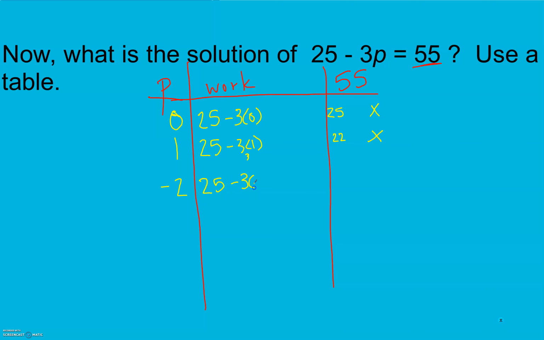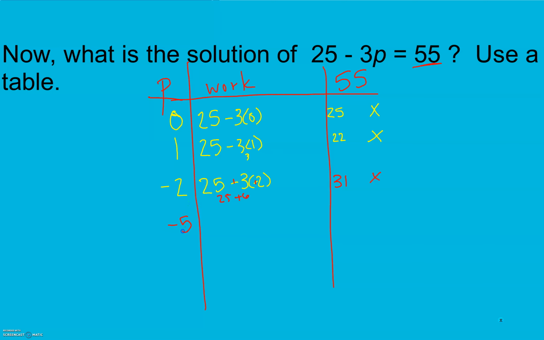25 minus 3 times negative 2. Well, here I'm taking a negative times a negative, so I get a positive 6. 25 plus 6 gives me 31. I'm still not where I need to go, but I'm headed in the right direction. I went from 25 to 31. I'm closer. So I know that negative numbers are the way to go, but I'm still kind of far away.